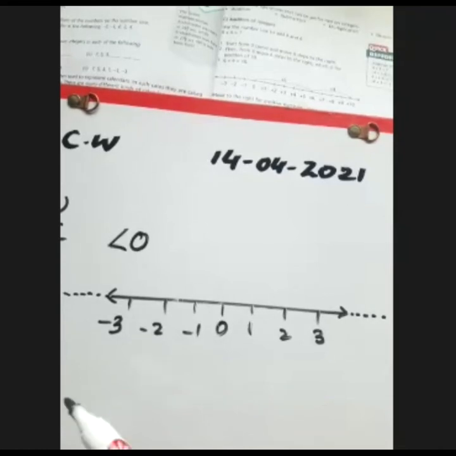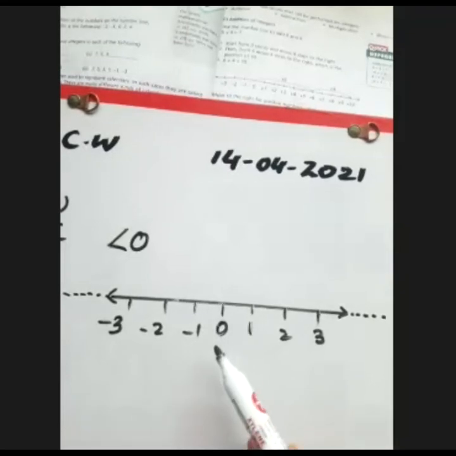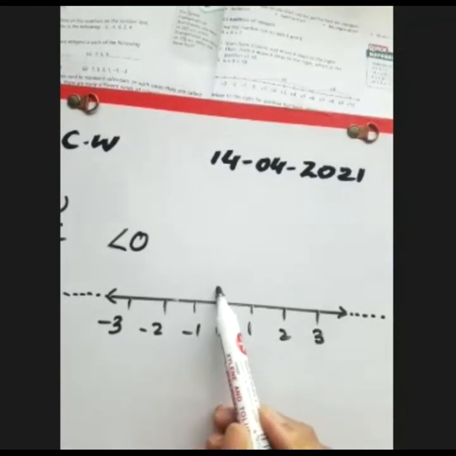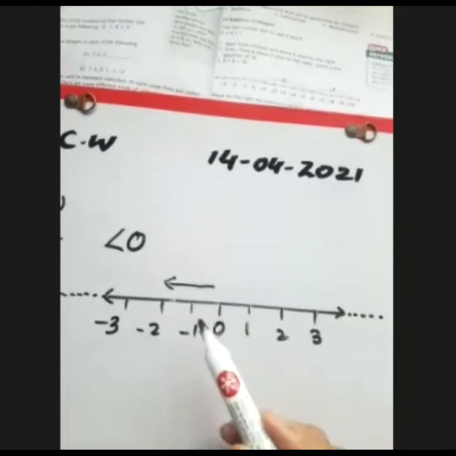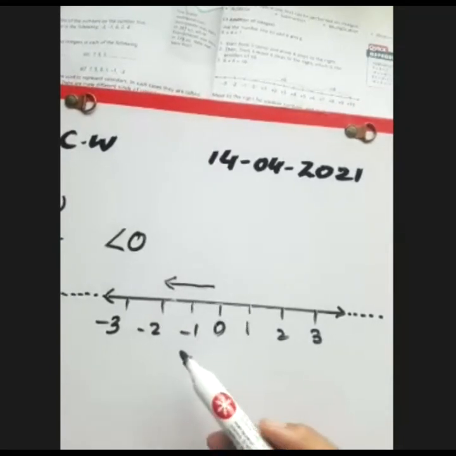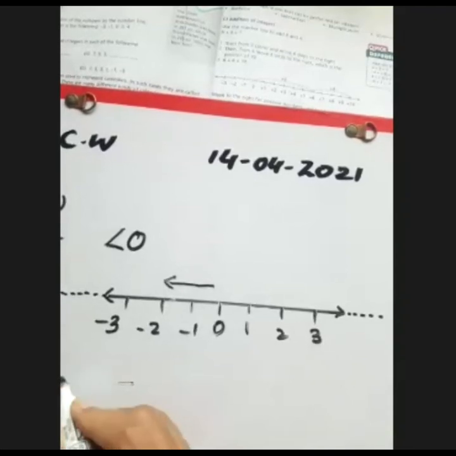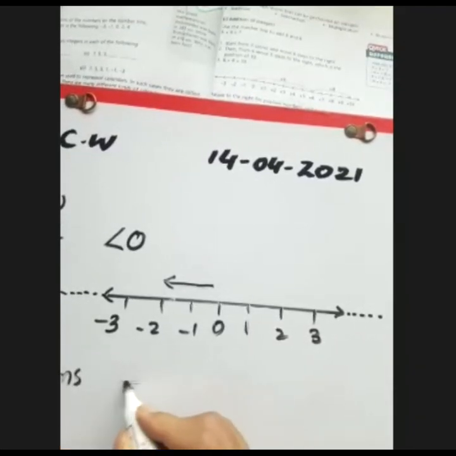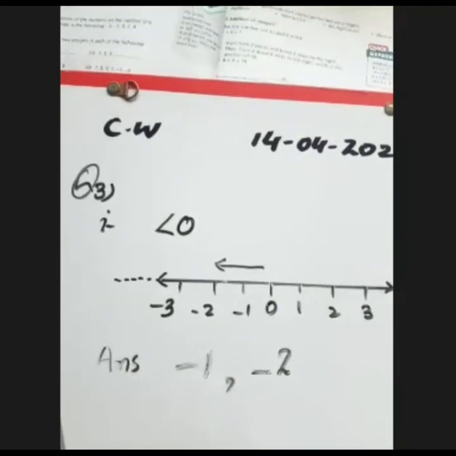So n is less than 0. You have to mention two integers. Less than 0 means your movement will be towards the left. On the number line from 0 to left, you have to show two integers. Going left from 0, the two integers which are less than 0 are -1 and -2.